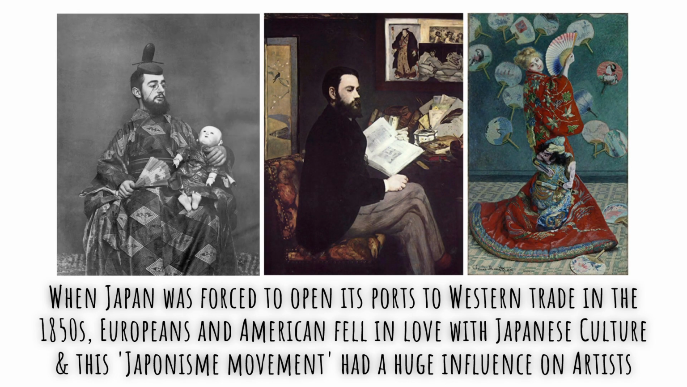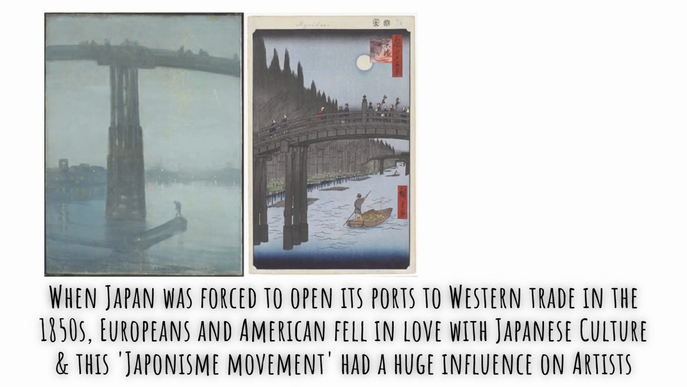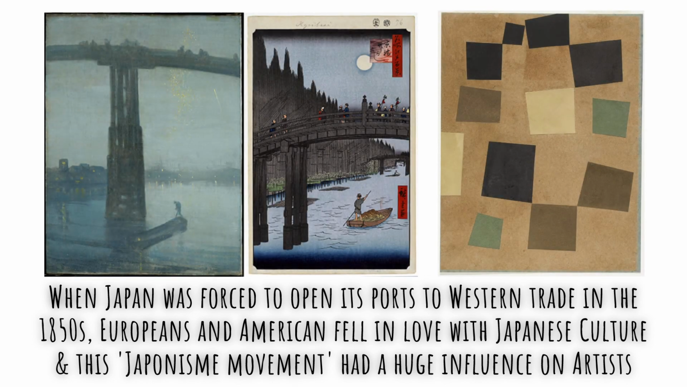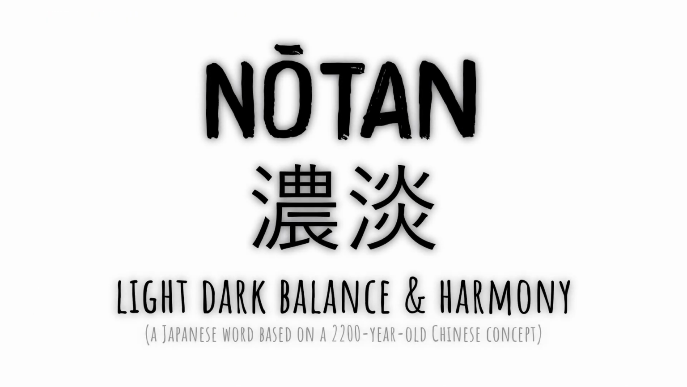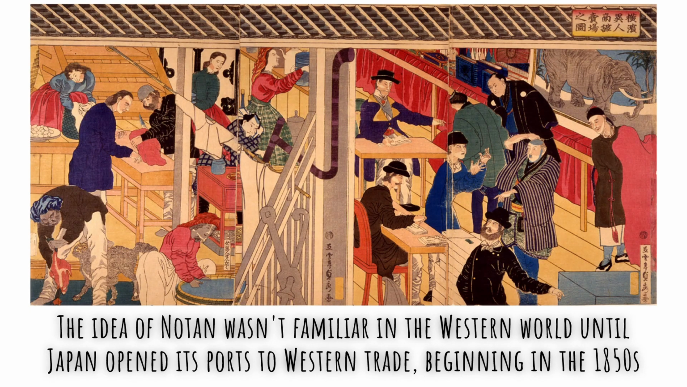Look at these examples where Japanese objects, costumes, and decor have been adopted by Western artists. But Japanese art also influenced ideas about how to compose a picture, how to create harmonious proportions and balanced contrasts. This idea of a balanced or harmonious composition had a name in Japanese. It was Nōtan. Nōtan was a new idea. Previously in the West, opposite tones were thought of as contrasting art elements, not as harmonious art elements.